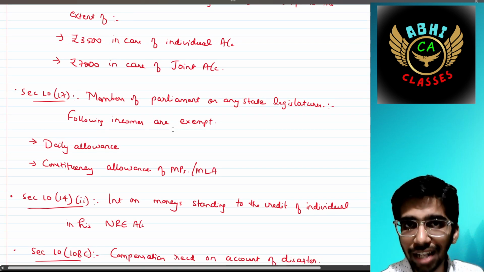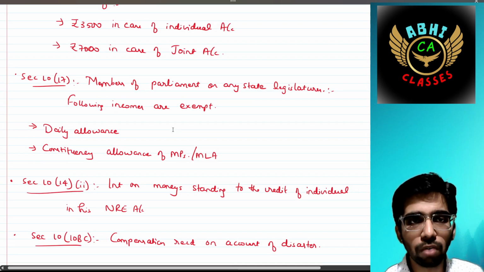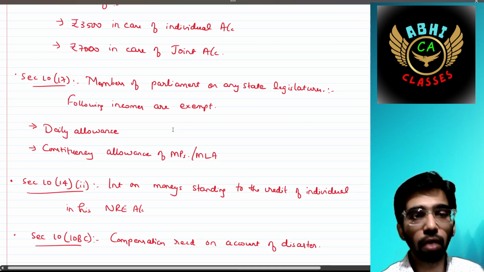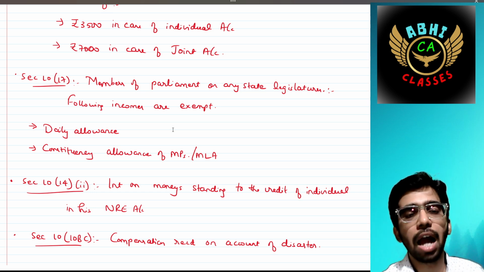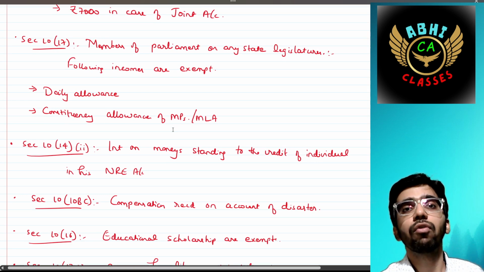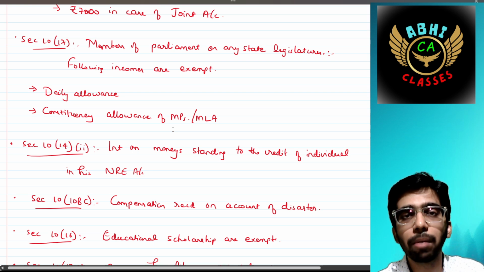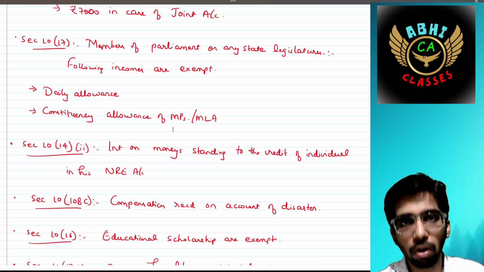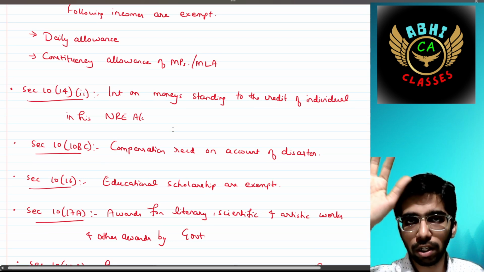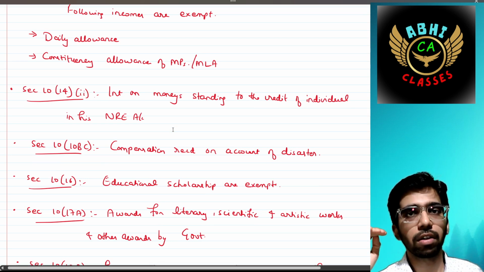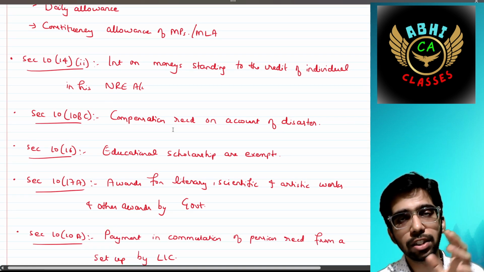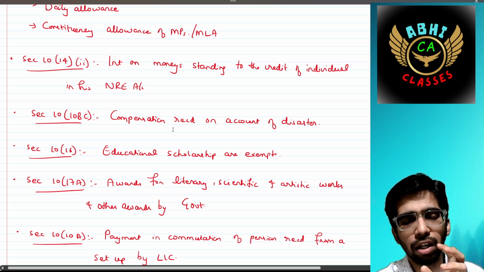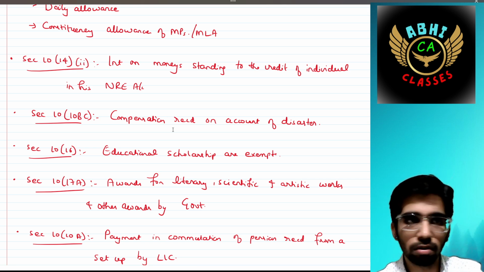Then section 10 subsection 17 says members of parliament or any state legislature, the following incomes are exempt: daily allowances and constituency allowances of MPs or MLAs. But if they opt for 115BAC, these are to be foregone. Remember, this we have already discussed in the first chapter. Then section 10 subsection 15 says interest on monies standing to the credit of an individual in the hands of an NRE account, that is a non-resident external account, simple.